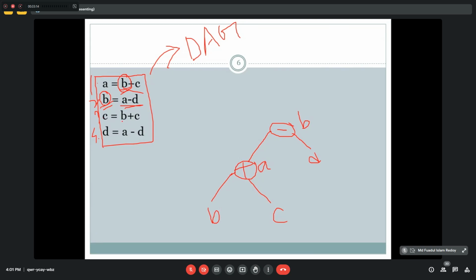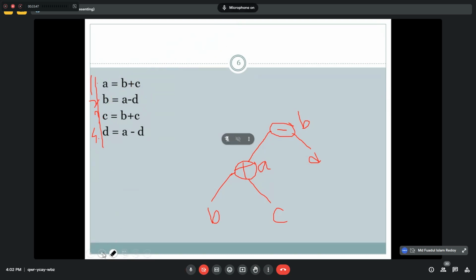Okay, so now look at this. B plus C: is it already in the graph or not? Already in the graph. Okay, B plus C is already in the graph, but are they the same or not? Think. Is B plus C the same or not? The first one is also B plus C, and this one is also B plus C.